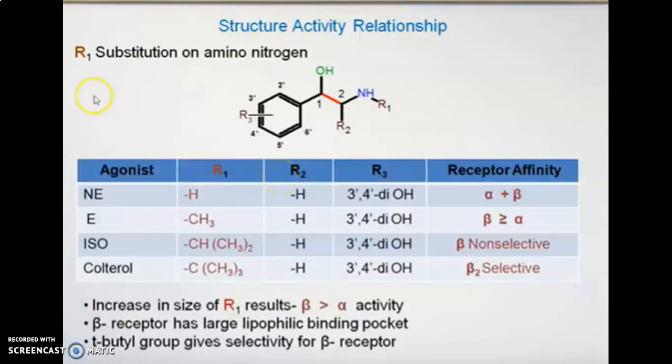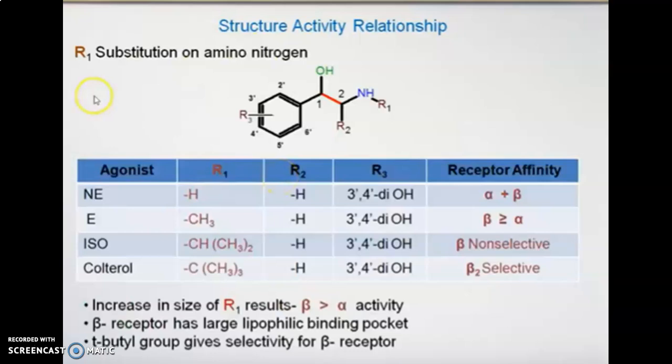Let's see the different modifications. The R1 substitution, that is the substitution on the amino nitrogen. If the substitution on the amino nitrogen is hydrogen, that is norepinephrine, it shows affinity toward both alpha and beta receptors. While if we substitute with the methyl group, it will lead to the synthesis of adrenaline or epinephrine, which has more selectivity towards beta receptors as compared to the alpha receptors.